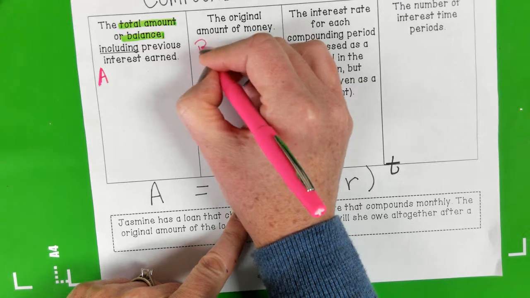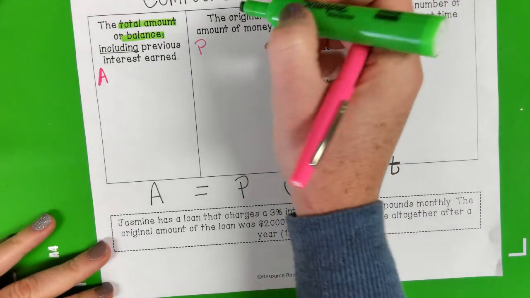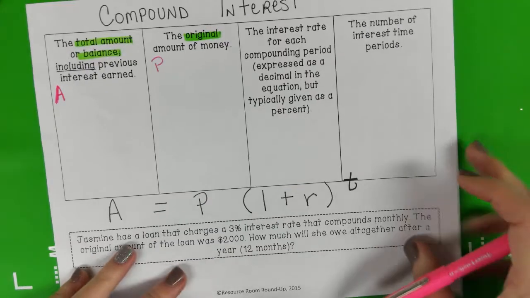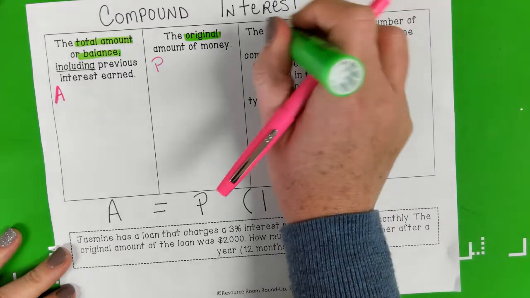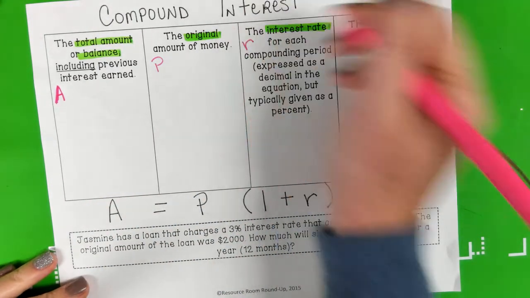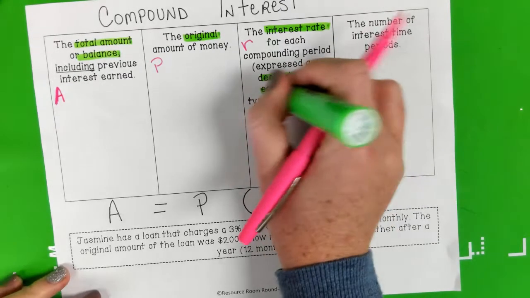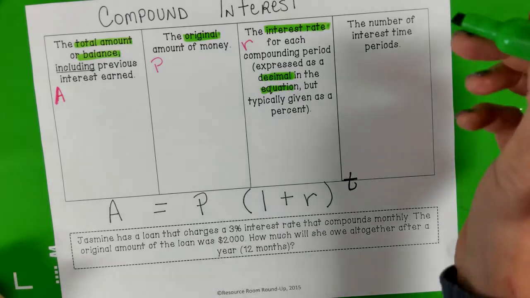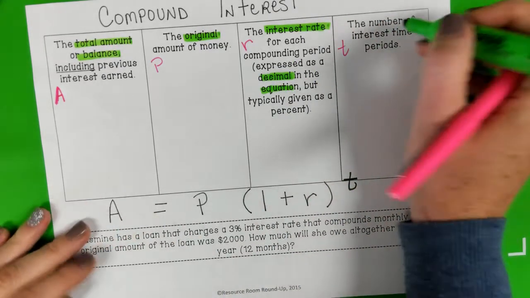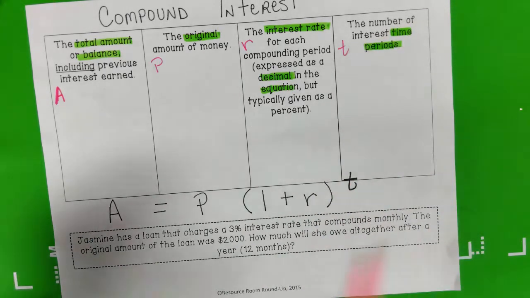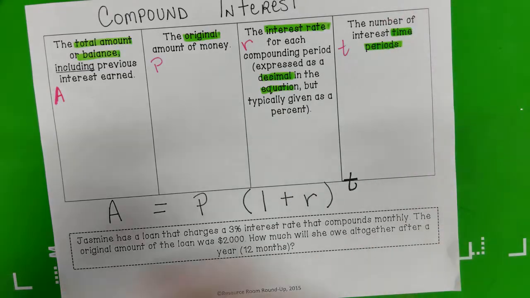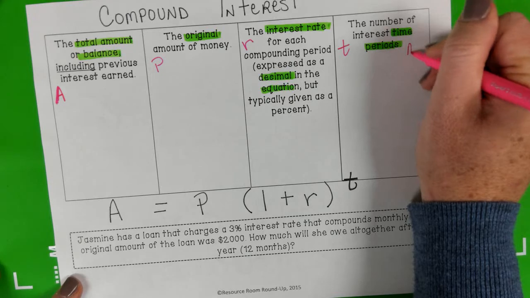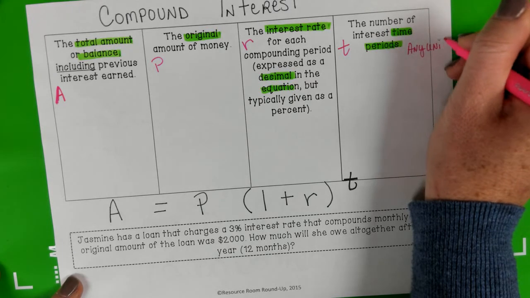P still stands for the original amount of money, what you started with, what you invested, what you borrowed. R still stands for the interest rate, and when we write it in the equation, we still need to write it as a decimal. And then our T still stands for the time periods. Now, a little bit different than simple interest, you don't have to worry about it being in years. It can be in any unit of time.